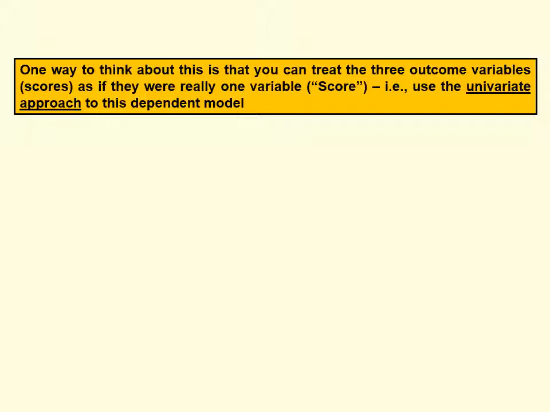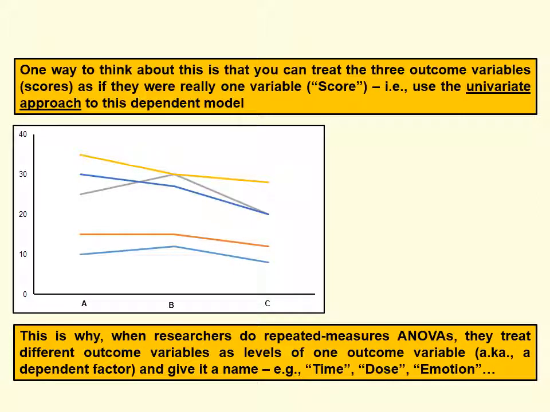So one way to think about this is you can treat the 3 outcome variables, the scores, as if they really were just one variable, call it score. That is, you can use the univariate approach to this data analysis, if it is the case that these covariances are roughly the same as one another. And by the way, this is why when researchers do repeated measures ANOVA, they often phrase their effects in this way. They treat their different outcome variables as if they were levels of one outcome variable, so one dependent factor, and they'll give it a name like time or dose or emotion.